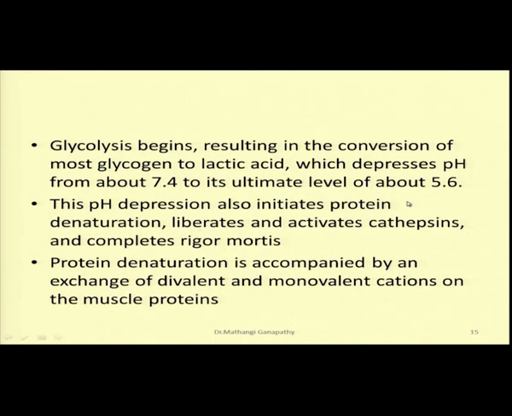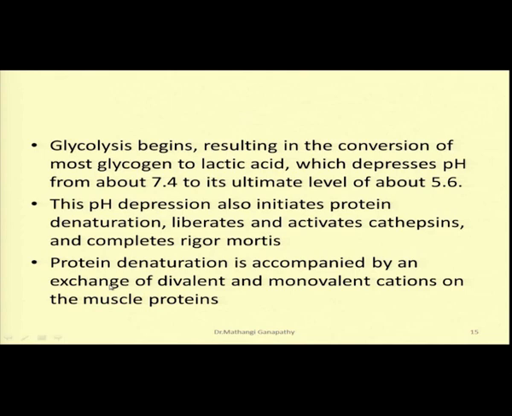At this level of pH, protein denaturation will start. So pH depression in turn will stimulate or initiate protein denaturation. This will liberate and activate cathepsins, and this in turn leads to what we call the onset of rigor mortis. Protein denaturation is also accompanied by the exchange of divalent and monovalent cations on the muscle proteins. So all these changes happen when the animal gets killed.